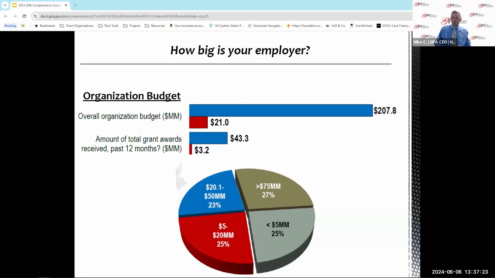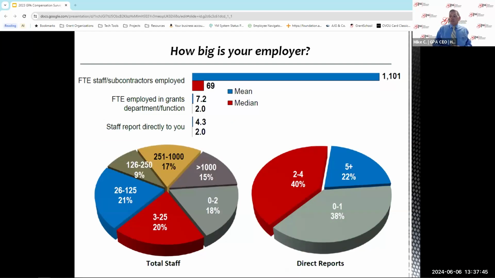In terms of budget, you can see the mean organization budget is much smaller and mean grant awards are much higher than in 2022. But we use this data for categorizing compensation levels as it's a more meaningful indicator of change. So in terms of size of organization, how big is the organization? Similar to the revenue statistics, respondents report a very high mean of total full-time equivalent personnel, just over 1,000, compared with, sorry, I said median, I meant mean. A mean of full-time personnel of around 1,100 compared to a median of 69. The latter is an increase of more than 15% over 2022.